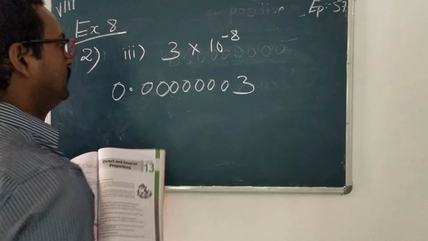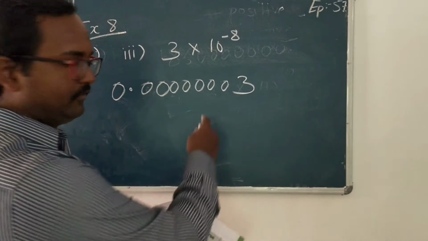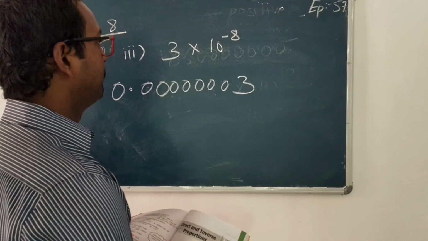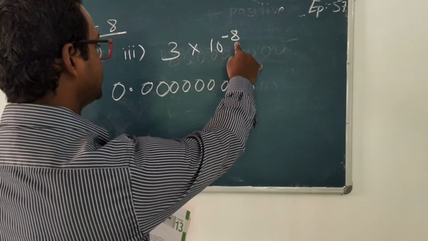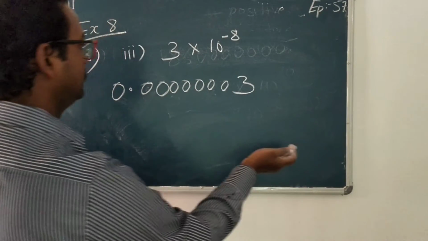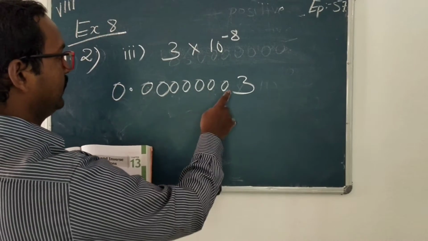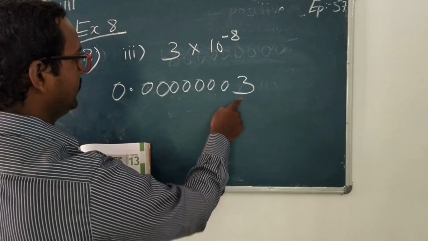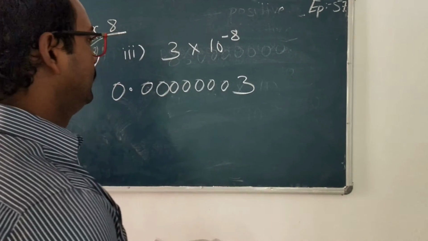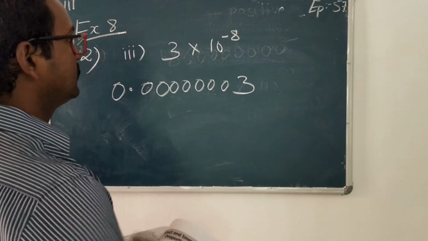Okay. Now this might be a little confusing for some students. Just count the decimals, how many positions you are moving towards the left. Total, just count the decimals, 1, 2, 3, 4, 5, 6, 7, 8. So there are 8 positions after the decimal, so our answer is right.